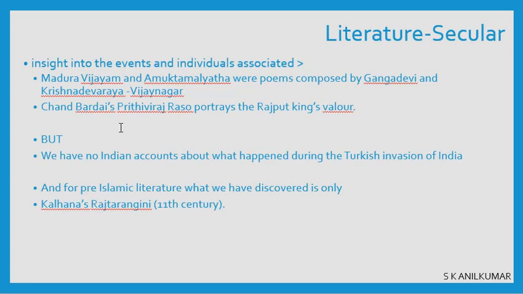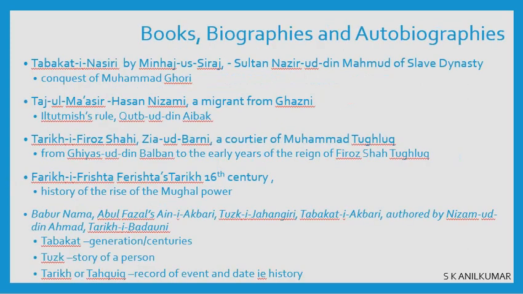So certain literature was also there about ordinary simple people, people of the lower economic strata, people who had no power, no position. About them also there was literature. And for the pre-Islamic literature, what we have discovered is only Kalhana's Rajatarangini. Only this we have about the pre-Islamic literature. Most of the rest of the literature that we found is from northern India, and it is mostly from the Islamic period. But then there were secular literatures, and we have little information about the Turkish invasion. That is one small minus point.